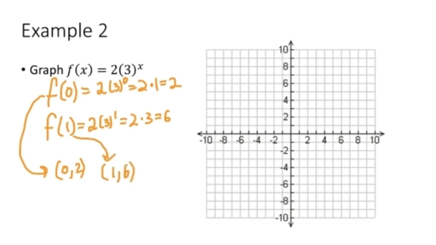So now we'll plot both points on our coordinate plane. There we have (0, 2) and (1, 6). And now we're going to connect our dots. If we trace from left to right, we should be rising to the right from how we would have to connect our points. And on the left, that part would have to be getting closer and closer to the x-axis. And there's my graph of f of x equals 2 times 3 to the x.